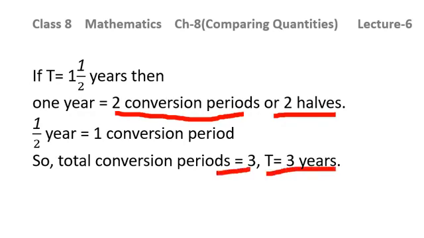So time will be 3 years. As I told you, in case of semi-annually or half yearly, rate will be divided by 2 and time will be multiplied by 2. Time was given to you as 3 by 2 years. So 3 by 2 into 2, as we have seen in the previous slide also, will give you 3 years.